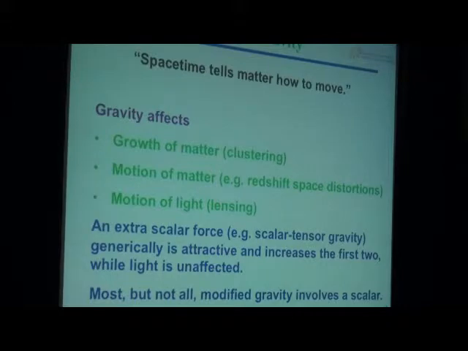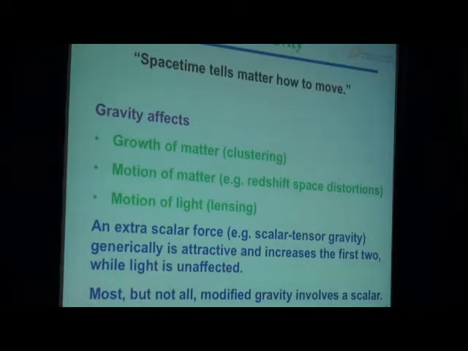That's gravitational lensing. And so we have these three handles on how gravity affects the universe through the motion of matter and the motion of light. There are some things that we can say in general. If we add an extra scalar force, for example, we make a scalar tensor theory of gravity, then generically the scalar force is attractive. And so it's going to increase the growth of matter, it's going to increase the velocities, the motions of matter, and because it's a scalar, it's not going to affect light. Light doesn't care about scalar forces because it has no trace in the energy momentum tensor.